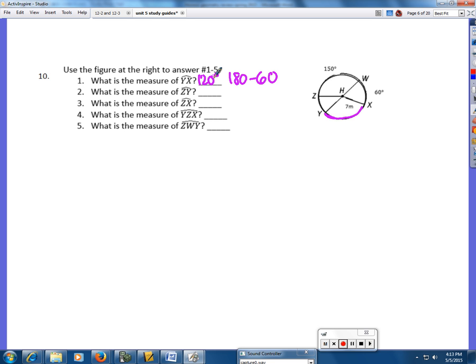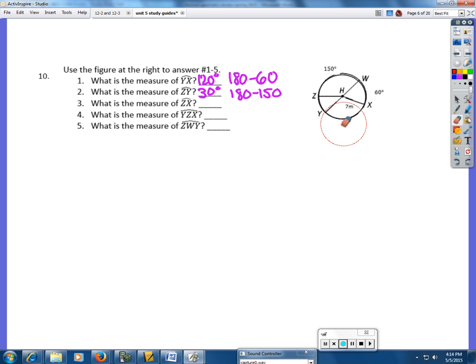Then I need to get ZY, which is also a minor arc, so it's just this arc here. Well, let's see, this is also a semicircle from W to Z to Y. So if I take the other piece and subtract it out, I get 30 degrees. And then ZX is also a minor arc, so from Z to X is the combination of the 2 arcs I just found. So I add those together and I get 150.